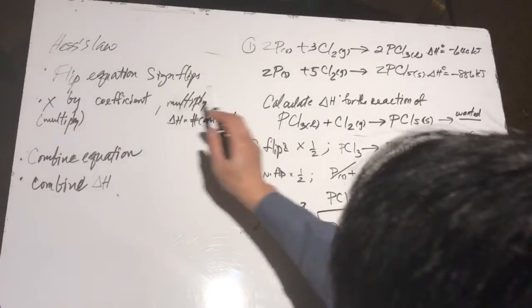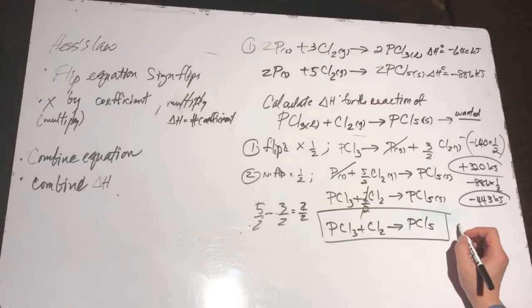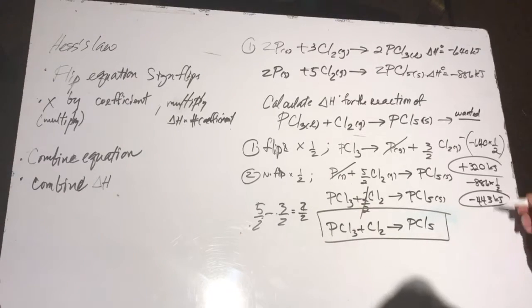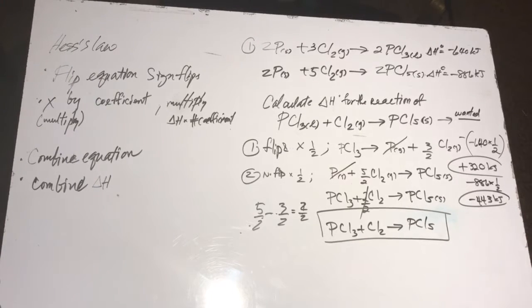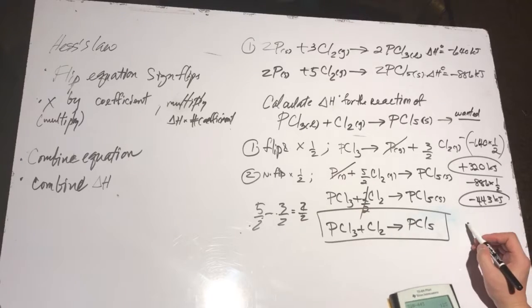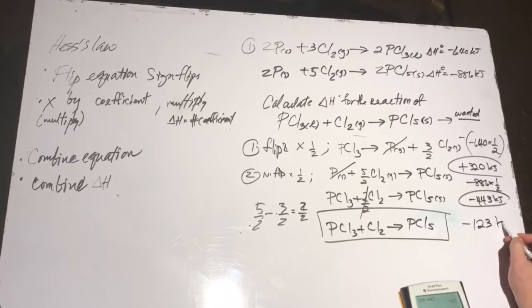So now that we've followed the steps to combine the equations, we also have to combine the math. When you combine these two chemical reactions that have different values, it would be 320 minus 443, and that should give me about negative 123 kilojoules.